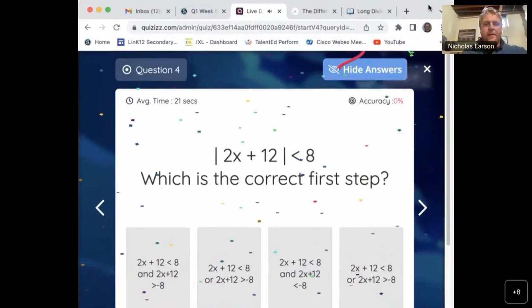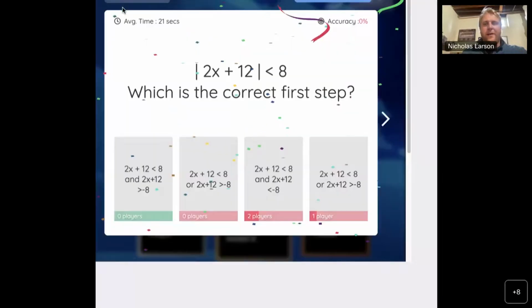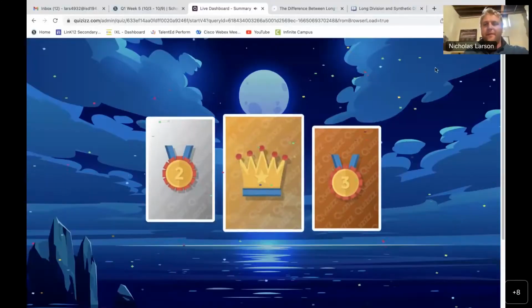Okay, let me see here. Let's pull up a question, talk about a few of them. So again, when we started this, we talked about absolute value. Oh, I do not like that noise. Every time I switch out of the screen, it starts the music again.